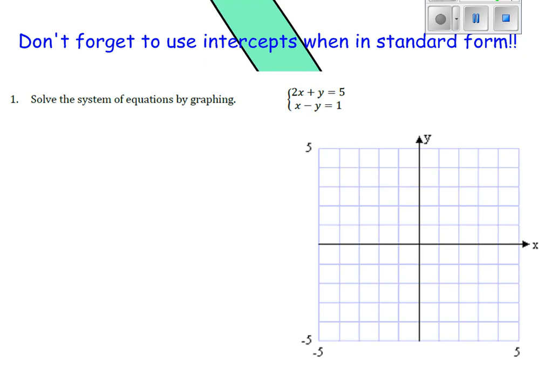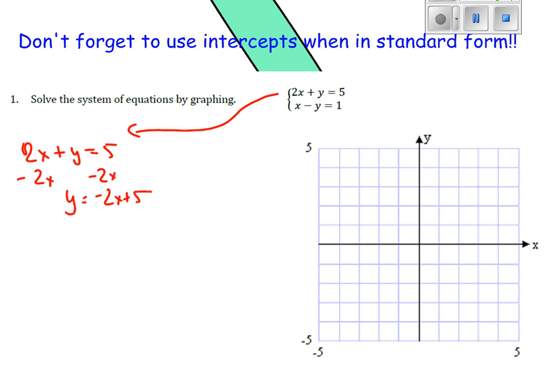So solving by graphing. Now taking a look here, all I'm going to do is graph these two. The first thing I'm going to do is take this top one and subtract 2x. So I'm going to have negative 2x plus 5. So I start off here at positive 5, down 2 over 1, down 2 over 1, down 2 over 1, down 2 over 1. That's going to be where my line is.